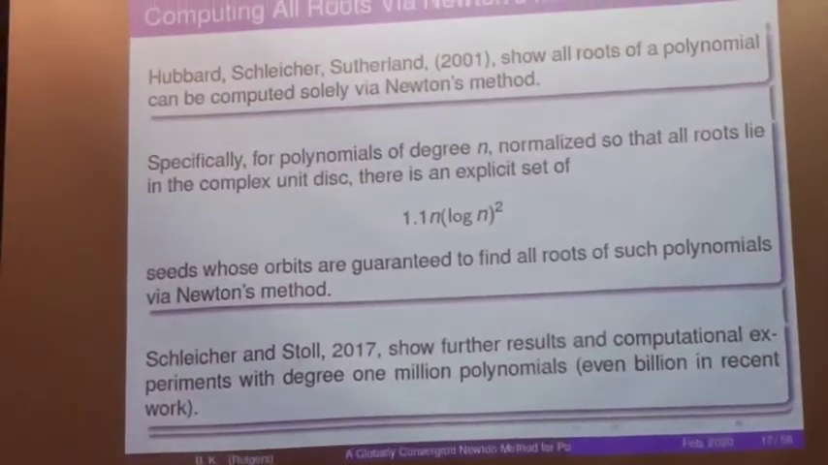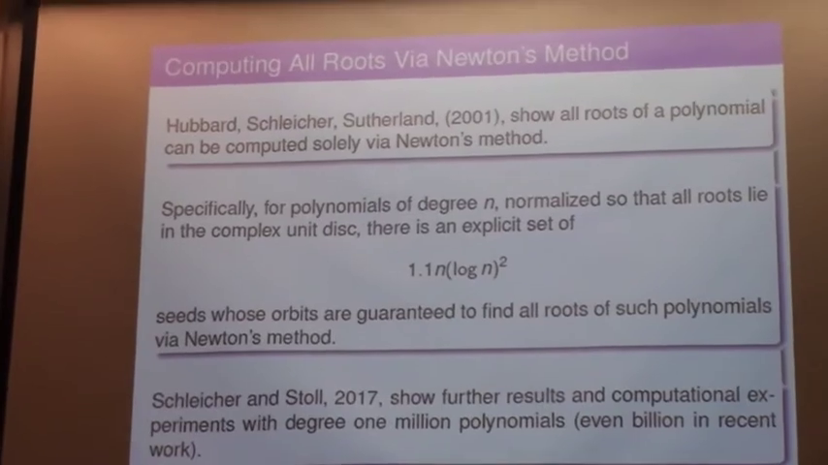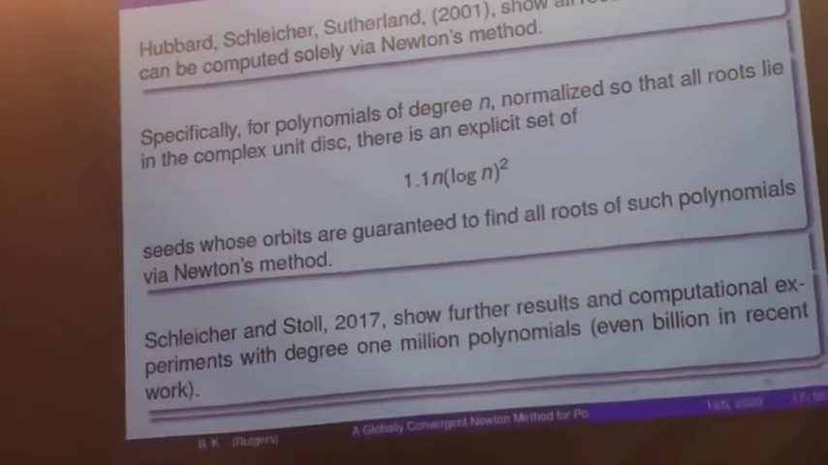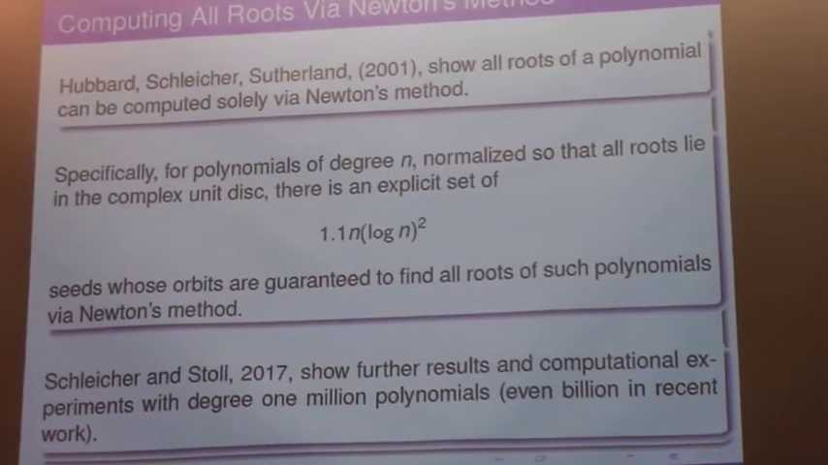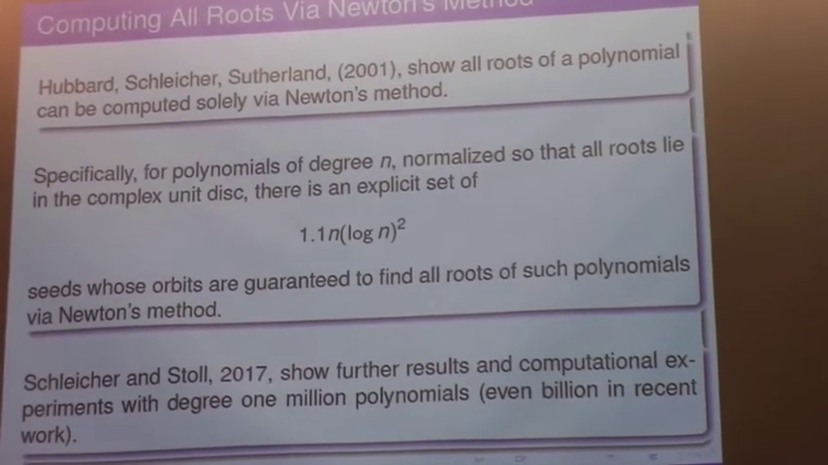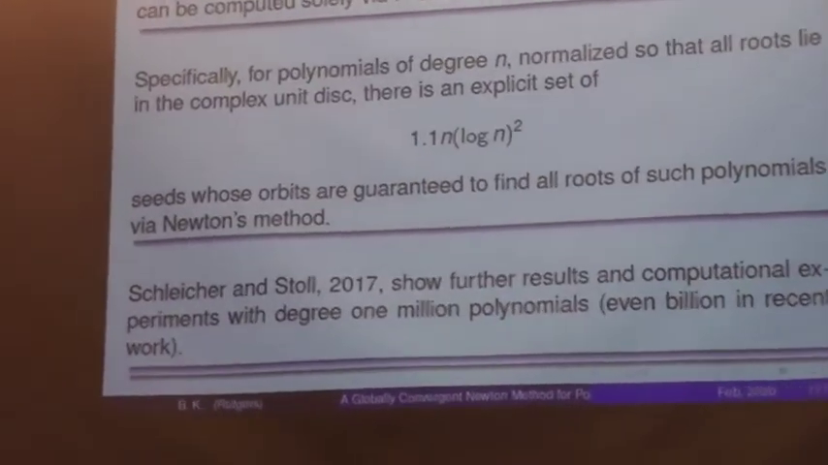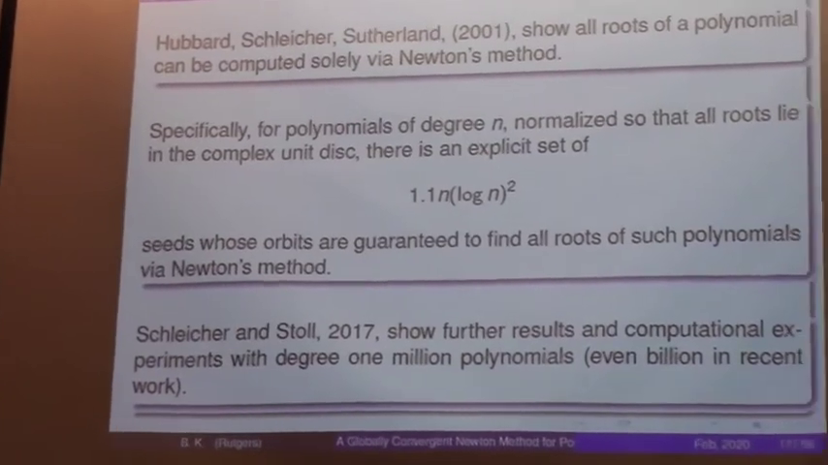Well, I'm not explaining the details, but imagine there is a set of about n log squared n, so that if you iterate from those, for each of them you converge to a root. Yes, you will have more than one converging to the same root. But it doesn't go back and forth. It just converges to it. So what is the shape of this set?